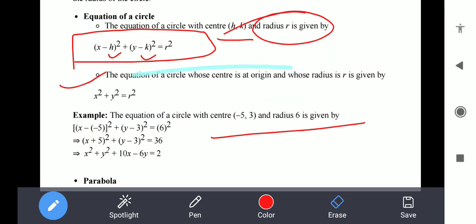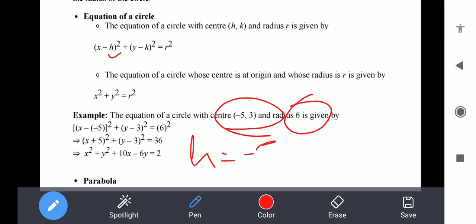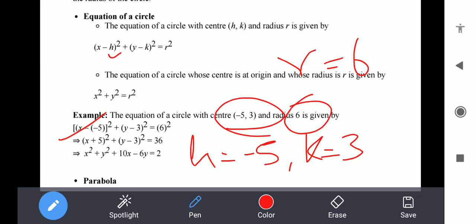The first example is: find the equation of a circle whose center is (minus 5, 3) and whose radius is 6. So the value of h is minus 5, the value of k is 3 and the radius is equal to 6. On putting the values in the equation (x minus h) whole square plus (y minus k) square is equal to r square, we get the equation of the circle, that is x square plus y square plus 10x minus 6y is equal to 2.